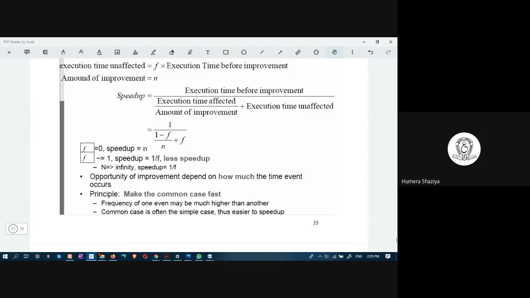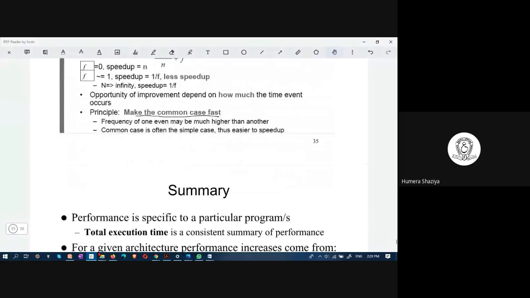So make the common case fast. Frequency of one event may be much higher than another. Common case is often the simple case, thus easier to speed up. Here the principle says that make the common case fast. If the case of speedup is common, which is trivial, then it can be done easily. But if it is something application oriented, then it is not that easy to perform this.